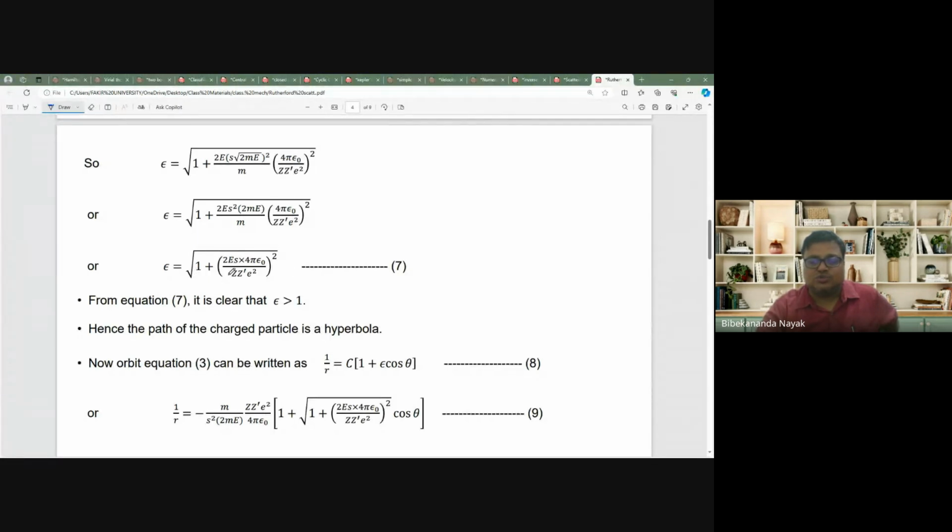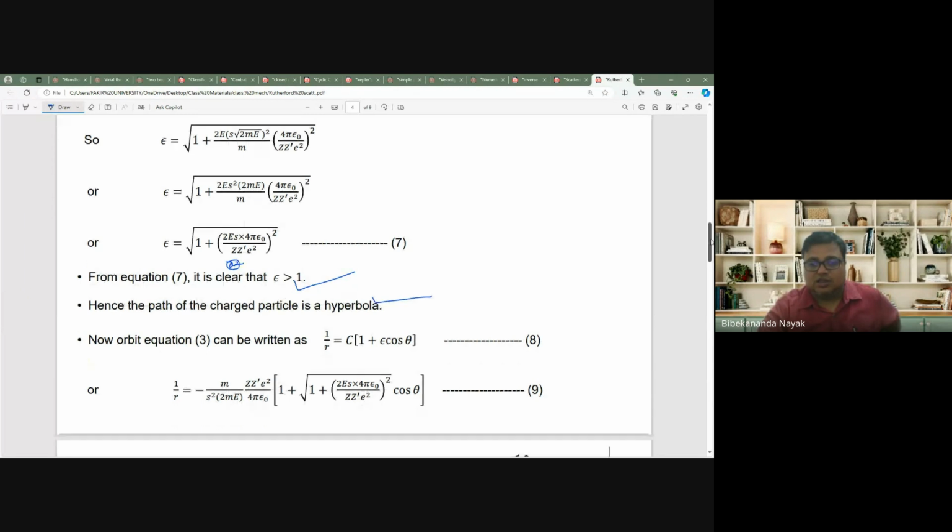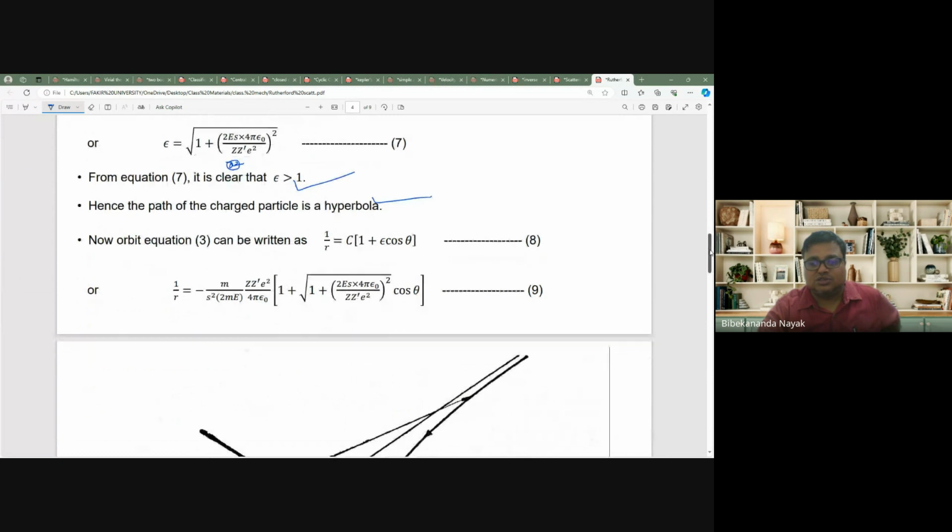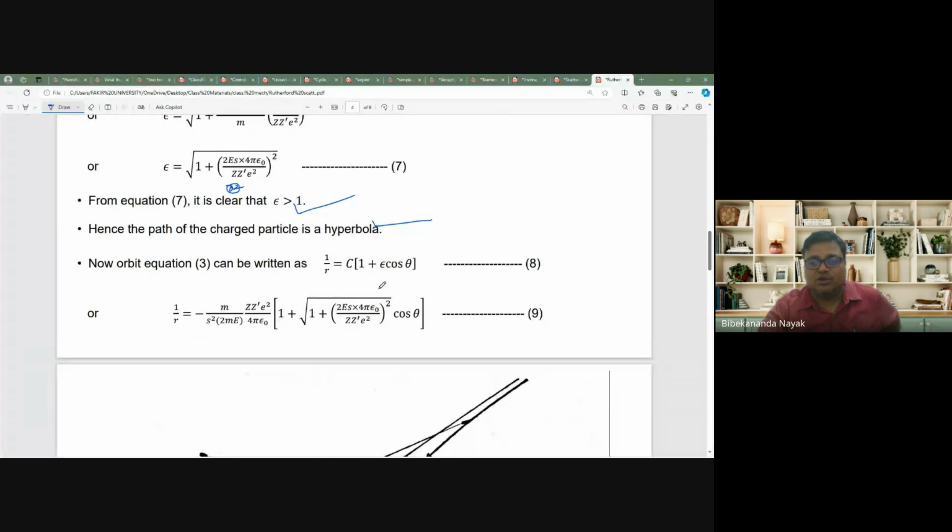Since it is 1 plus some square, it is always positive. If x is negative, x square is always positive. If x is positive, x square is always positive. So it is always a positive term. So 1 plus something, root over is greater than 1, because root over 1 is 1. So here we found the eccentricity is greater than 1, so the path is a hyperbola. Now in the orbit equation 1 by r equals c into 1 plus epsilon cos theta, we put the values of c and epsilon and we get the equation.